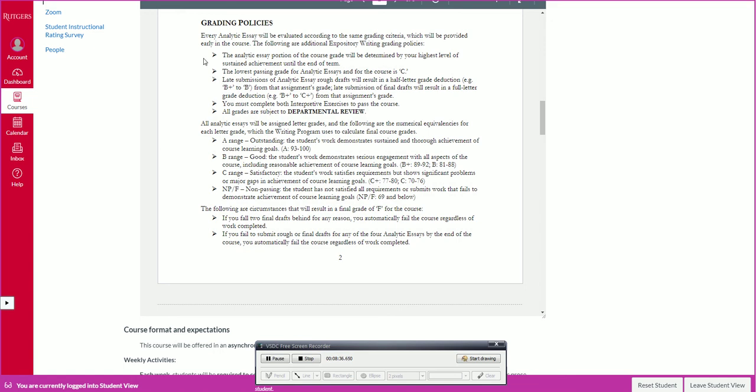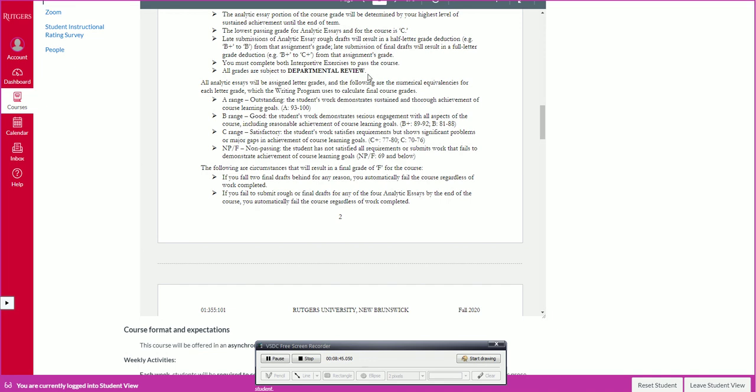C is a passing grade. All grades are subject to review, so I do not have the final say. The department looks at things too to make sure I'm not being too harsh or too lenient, so that's good for everybody, right?